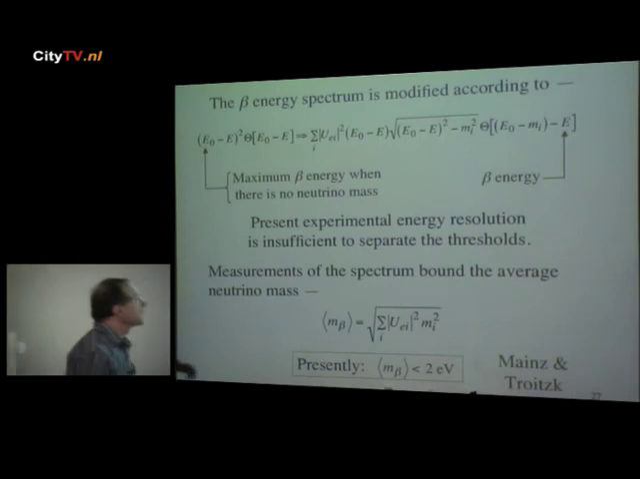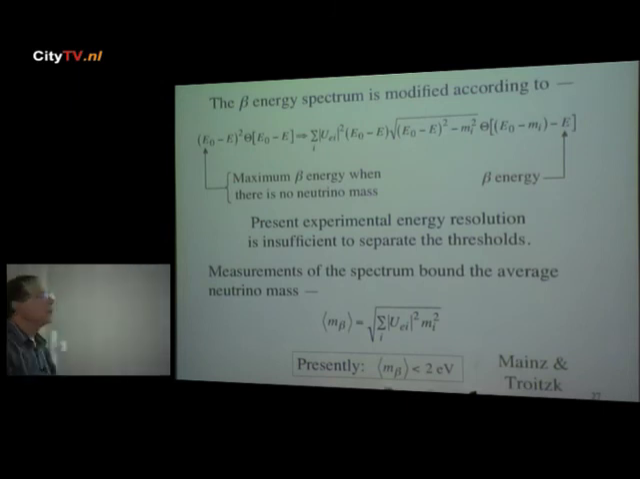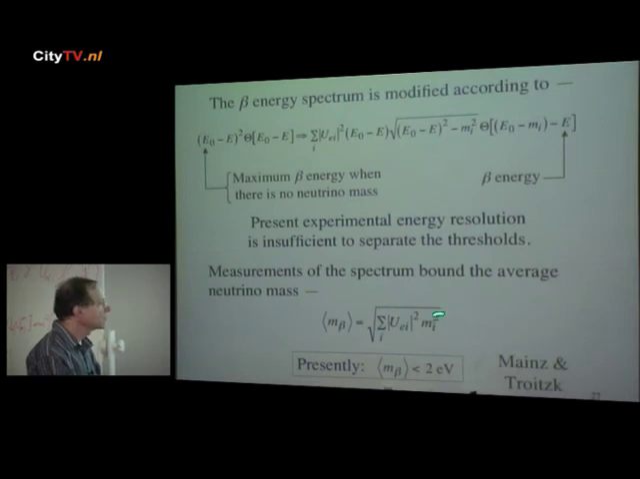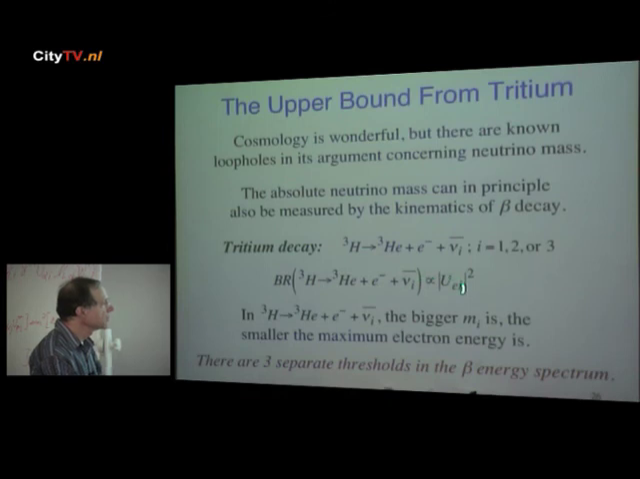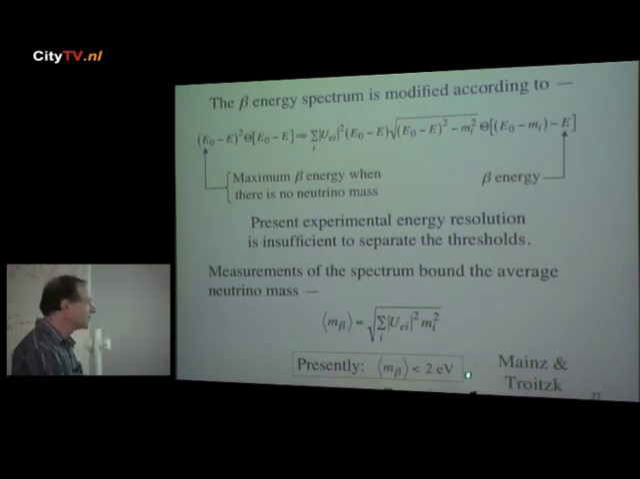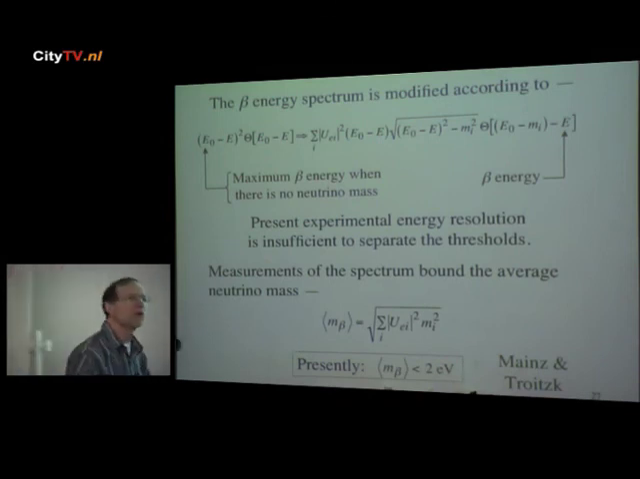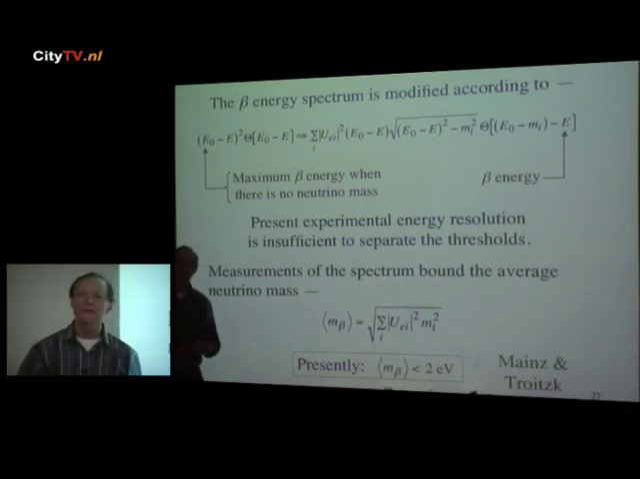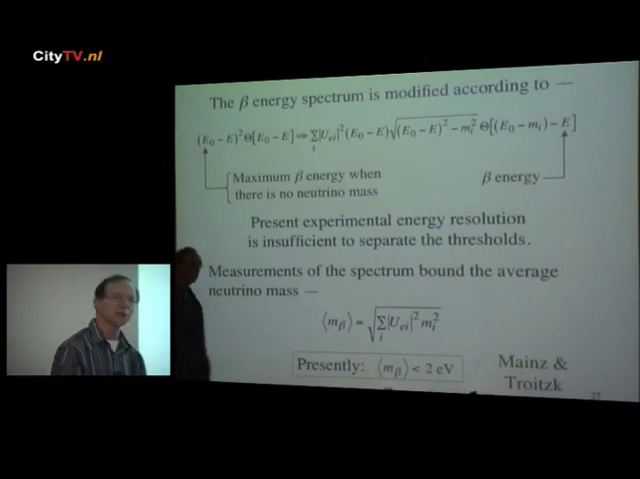Now, present experimental energy resolution is insufficient to separate those 3 thresholds. So what is measured is actually an average, a weighted average over the mass squared because that's what occurs there, of the different mass eigenstates, each one weighted by the branching ratio for emitting that mass eigenstate. And they haven't measured that either. They've just gotten an upper limit so far on it, and that upper limit is 2 electron volts. So it's down around the same place as the upper bound of 1 electron volt from cosmology, but this one does not involve any cosmological assumptions.